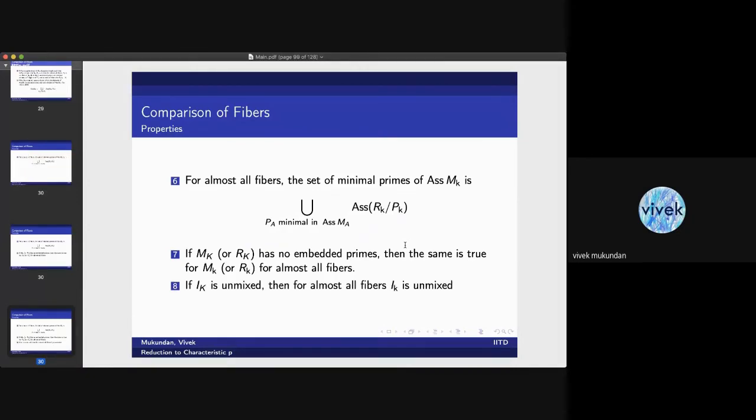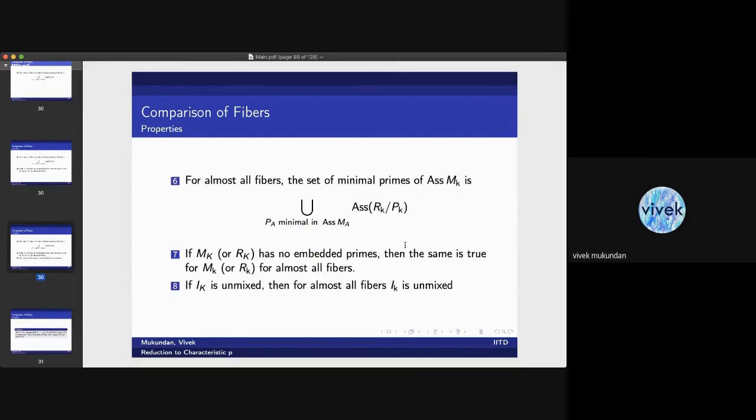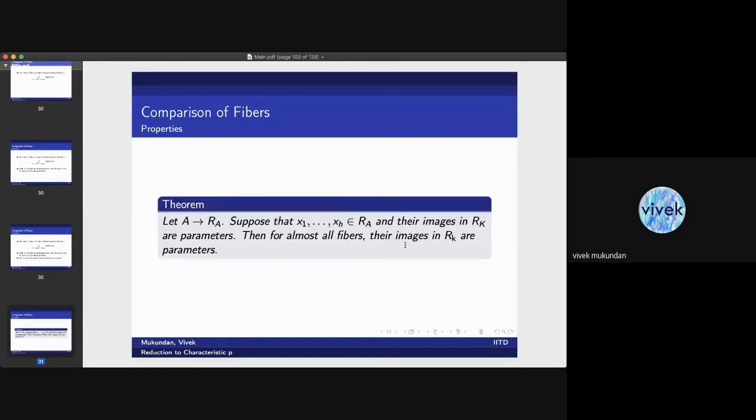And if I is unmixed, then for almost all fibers, the fiber of I also remains unmixed. So all the properties you have here for the ring R can be pushed all the way to the fiber for all fibers. Okay, so let A to R_A, suppose x_1, ..., x_n be a regular sequence, a system of parameters in R. Then for almost all fibers, the images in R_K are also forming a system of parameters.